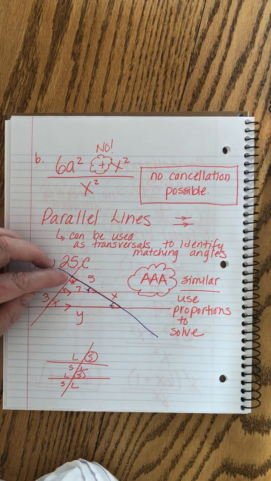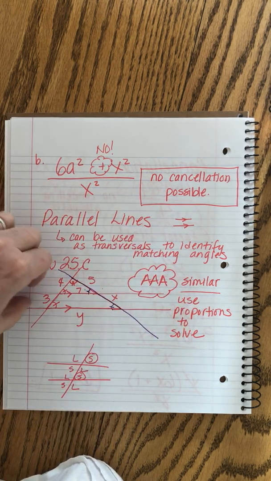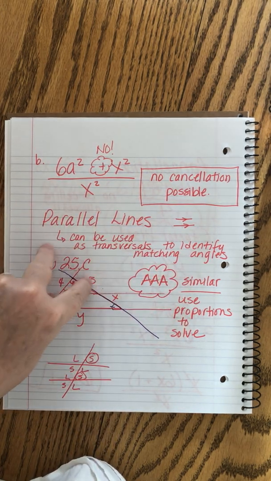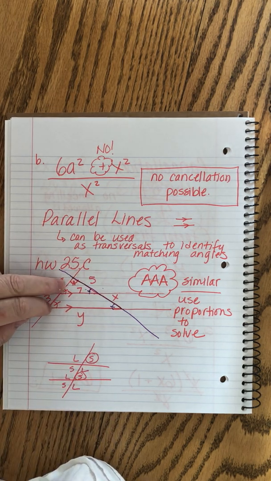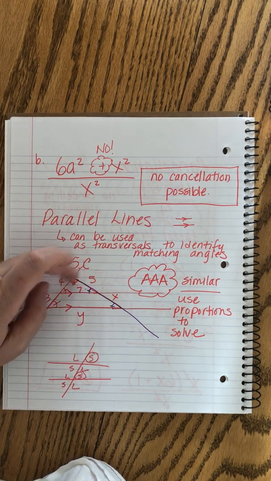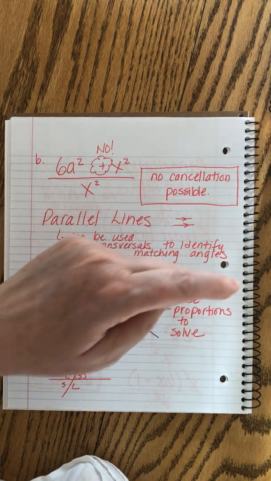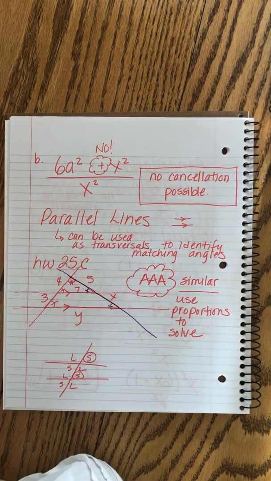It doesn't work the numbers for me, but it tells me, okay, because you notice these are parallel lines, because you understand how transversals work, that means you know that these angles are the same, these angles are the same, that one's the same. You know that all 3 angles are the same. That means you have similar triangles. That means you can use proportions to solve.